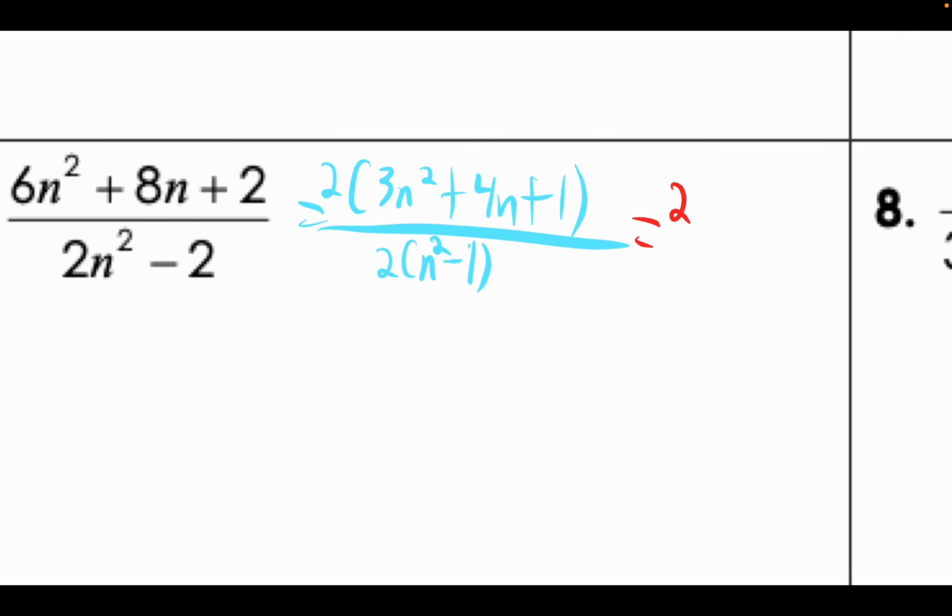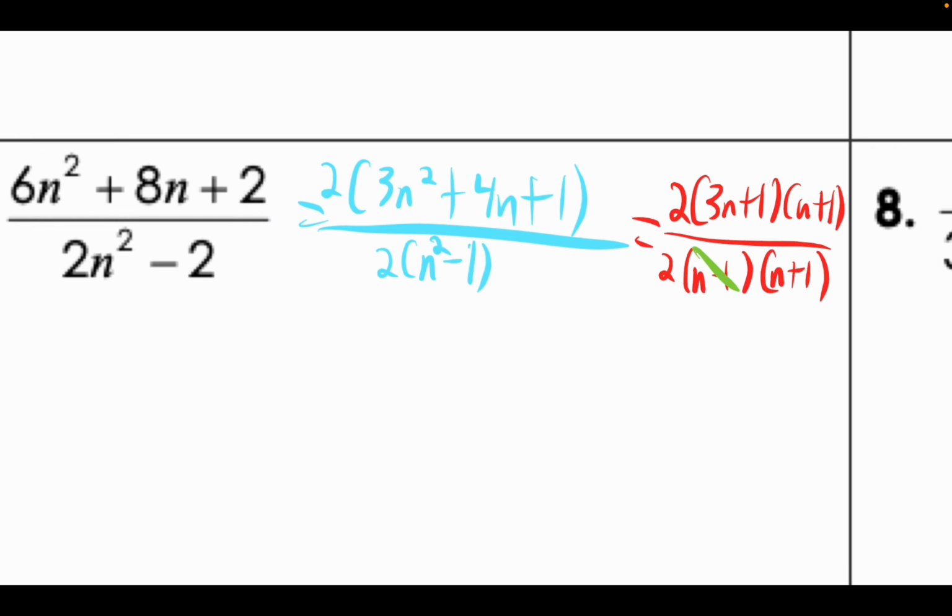And so I have the 2 out in front as a GCF, then I have 3n plus 1, and I have n plus 1. On the bottom, I still have the 2, and then the n squared minus 1 is the difference of two squares. So I get n minus 1 and n plus 1. And I look to reduce anything I can. I can't reduce an n minus 1, but I can reduce an n plus 1 on the top and bottom, and I can reduce the 2's on the top and bottom, since those are both multiplying with different things.